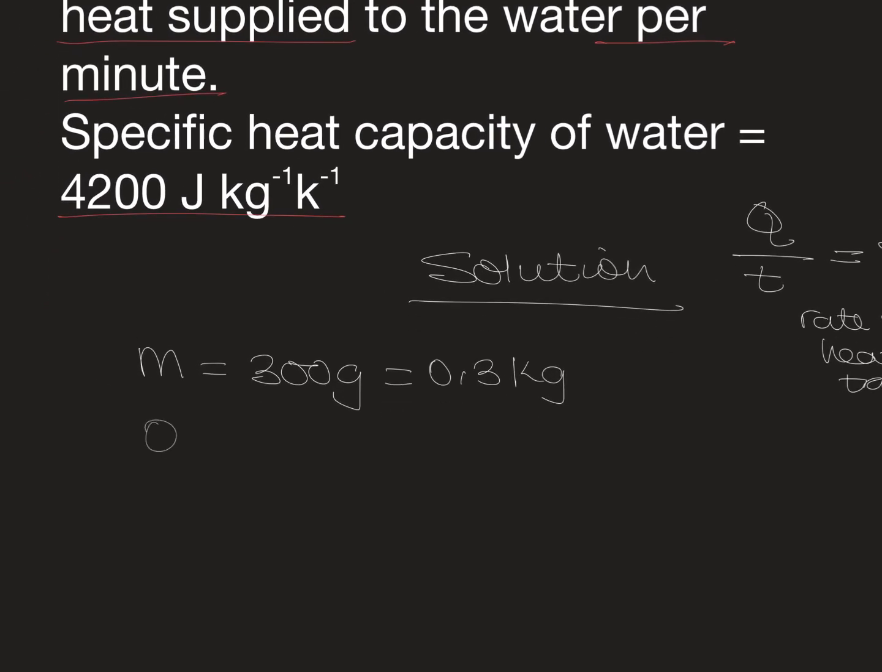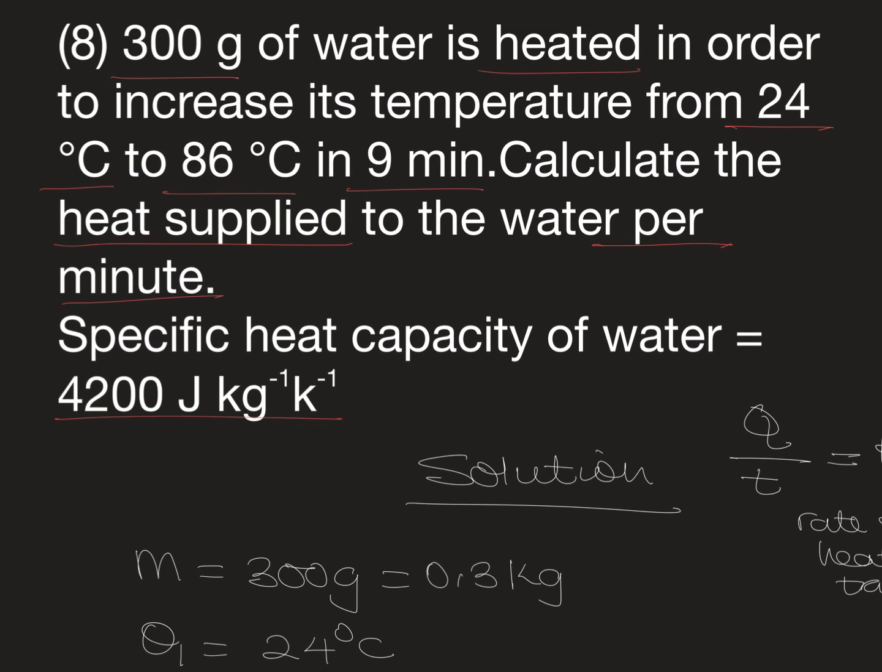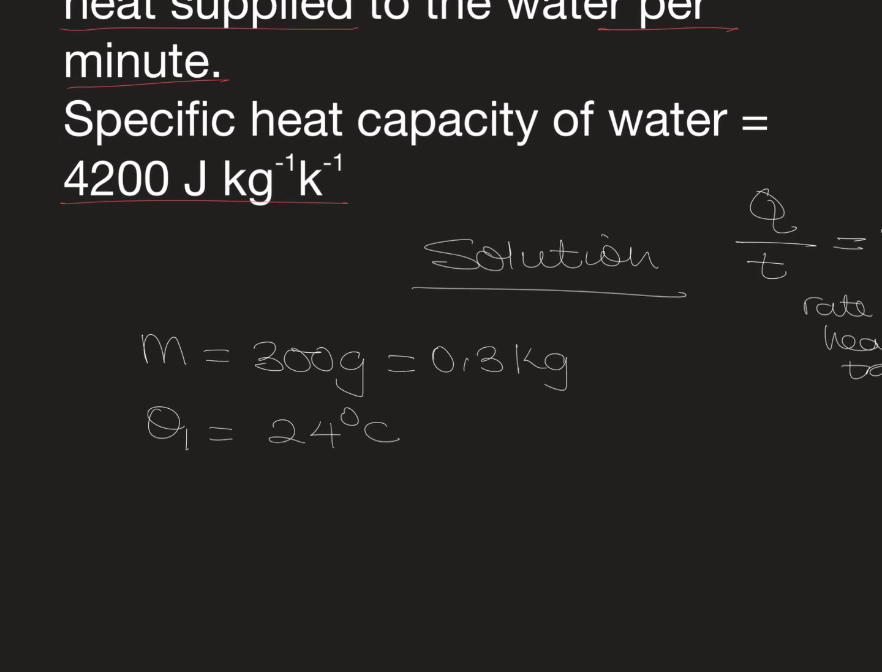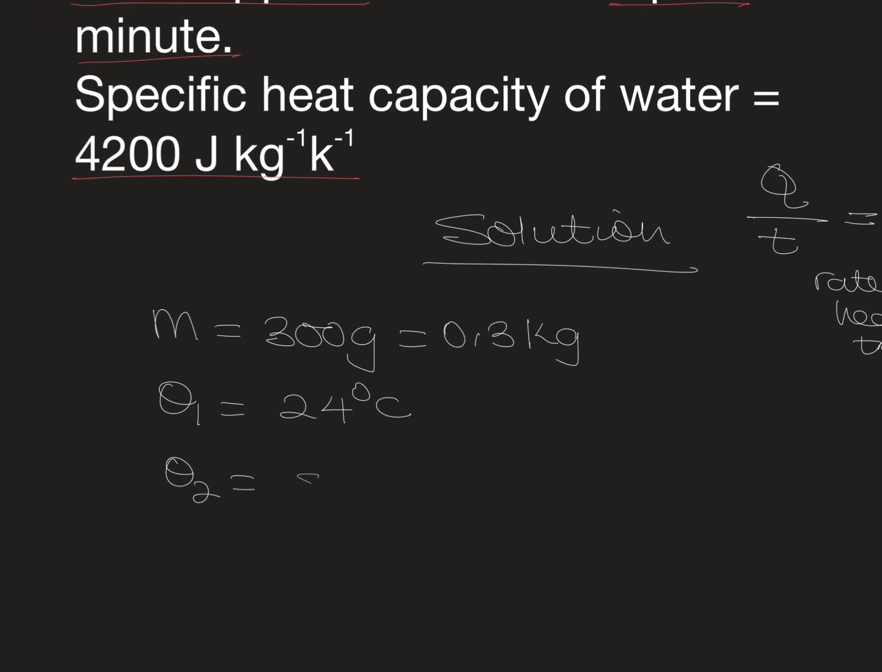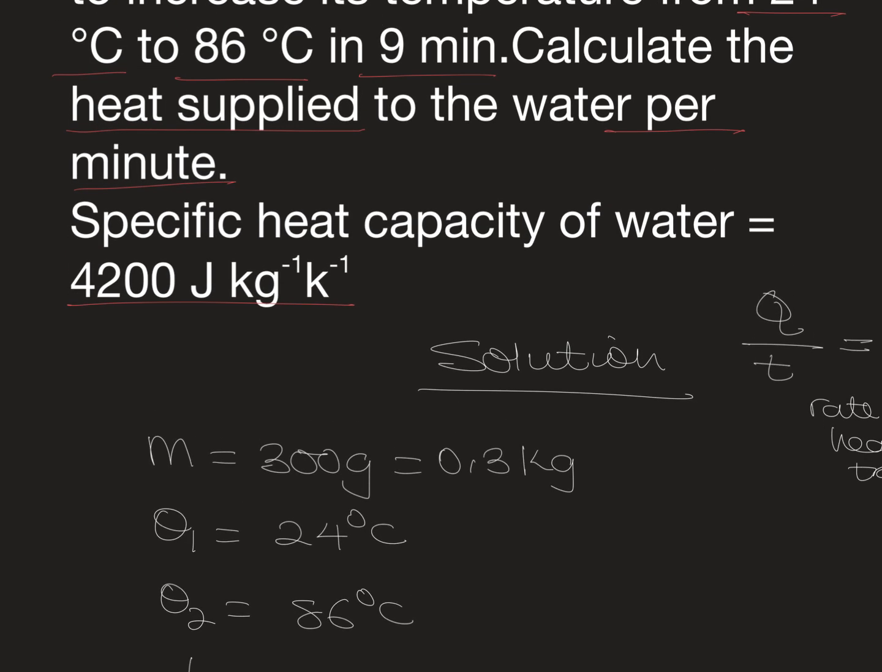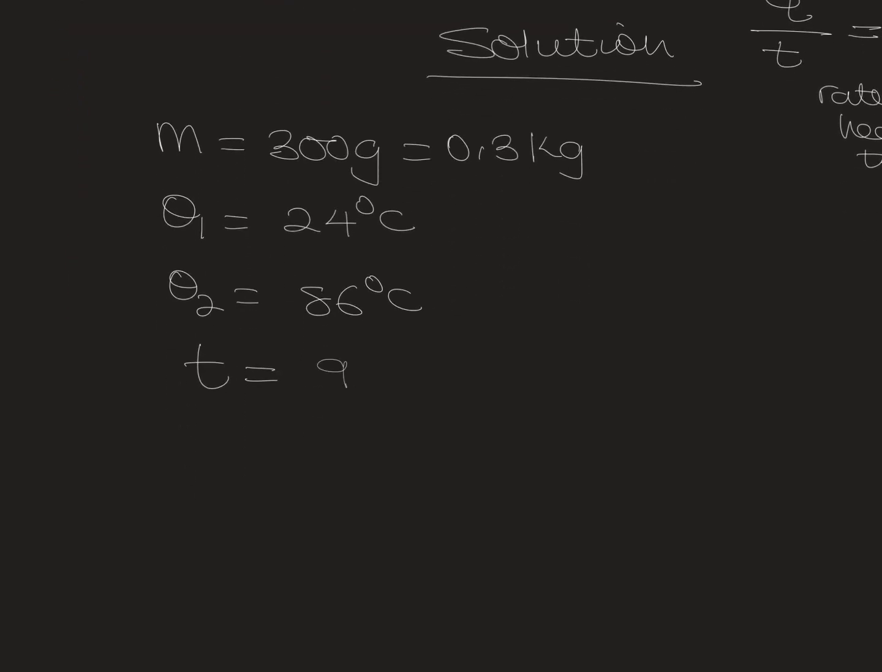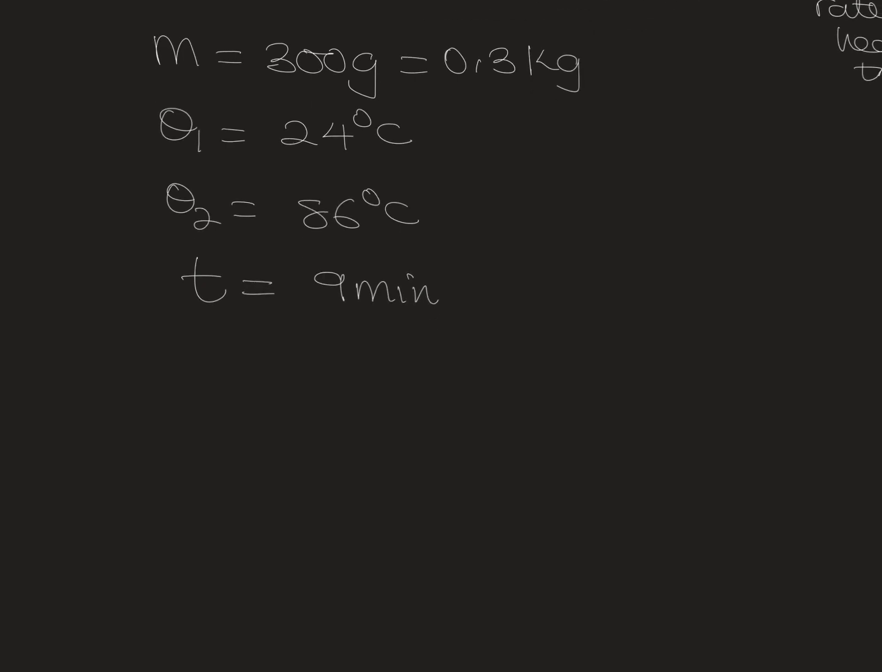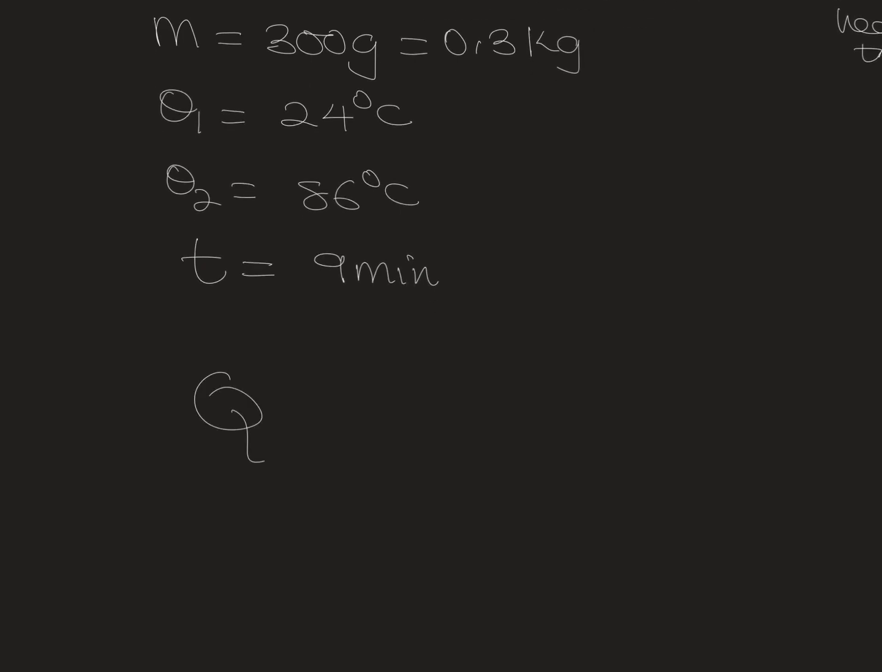The initial temperature is 24 degrees Celsius. The final temperature is 86 degrees Celsius, and the time is 9 minutes. So we can find Q, which is equal to mc delta theta.